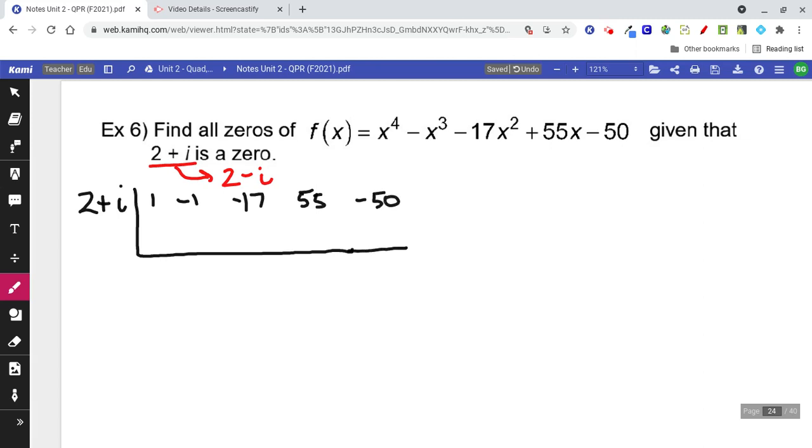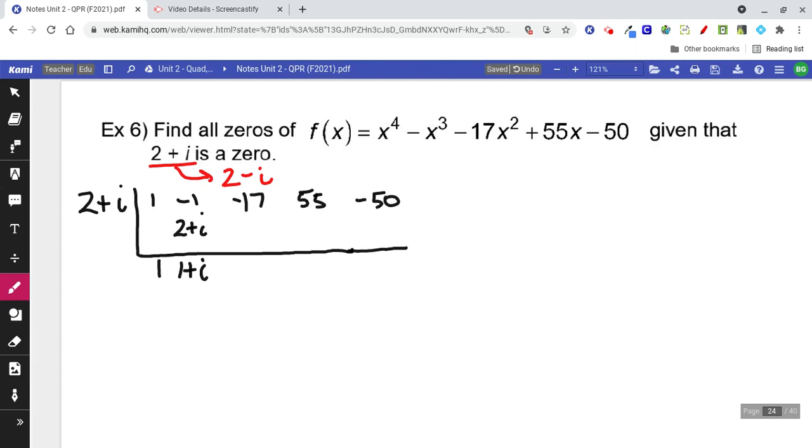So same steps, add down and then multiply. Multiplying, you have to multiply 1 times 2 plus i, and that is 2 plus i. And then I add down negative 1 plus 2 plus i. You add your like terms, you're going to get 1 plus i. Negative 1 plus 2 is 1.